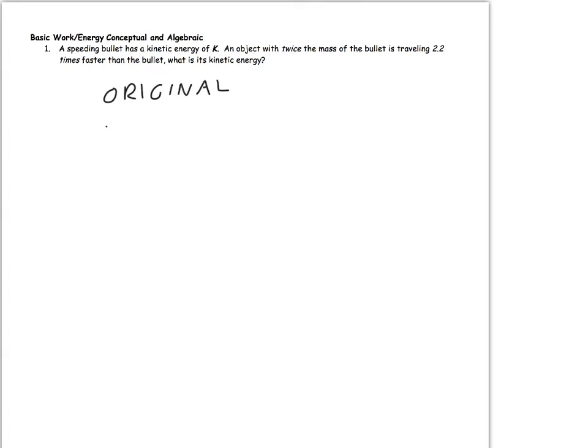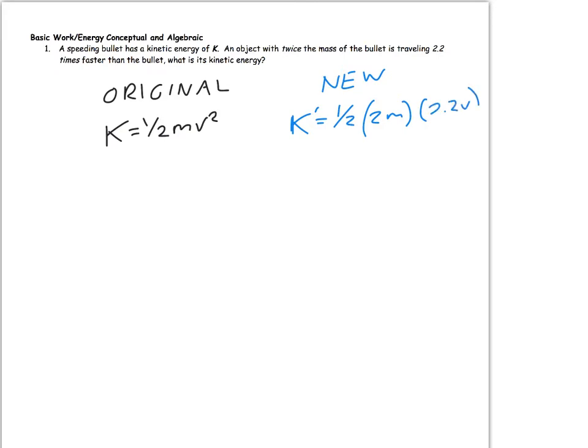So for our original, we're just going to think about kinetic energy, which is 1/2 mv squared. For our new situation here, we're going to think about our new kinetic energy, so I'll call that K prime because it's not the same. And two things change. Our mass is now 2m because we have twice as much mass, and our velocity is 2.2 v, and that entire quantity is squared. Okay, so we go ahead and do our math here.